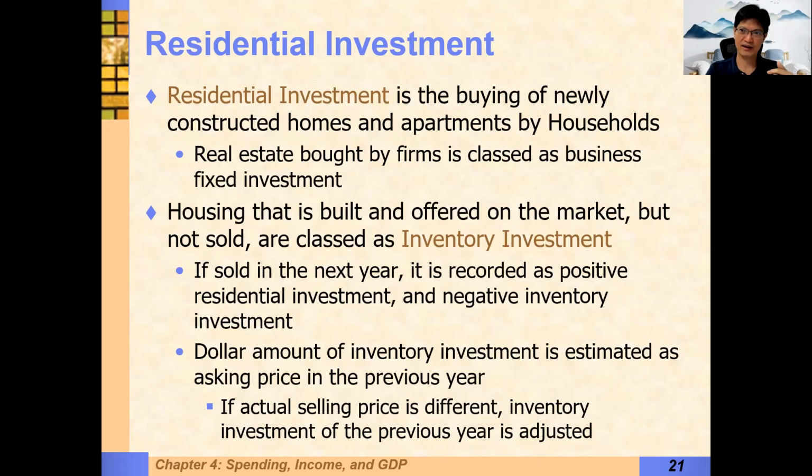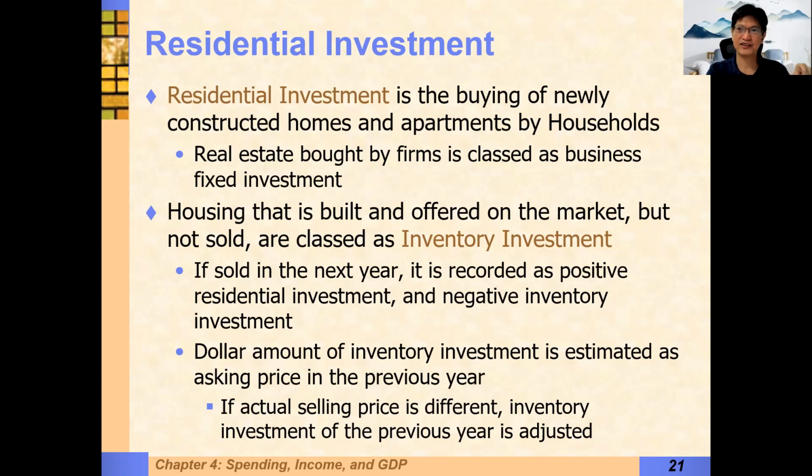Now, what if a company, the developer that builds an apartment or house, doesn't sell it that year? Well, let's say they build a house in 2020 and they offered it for sale in 2020, but no one bought it. And then in 2021, they sold it. How do we count that? Well, in the year 2020, they finished building it. They offered it for sale. It's already available. It's already produced.